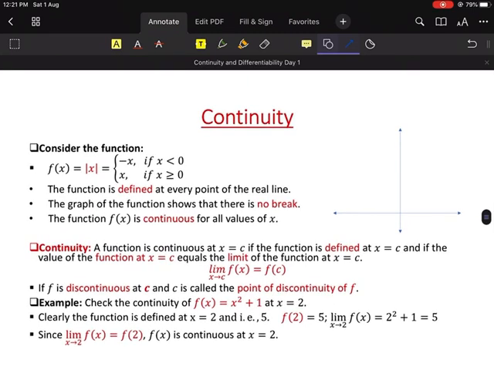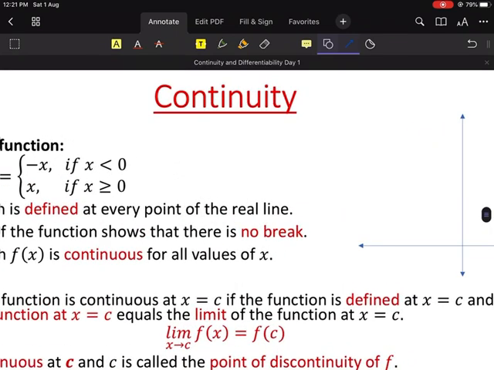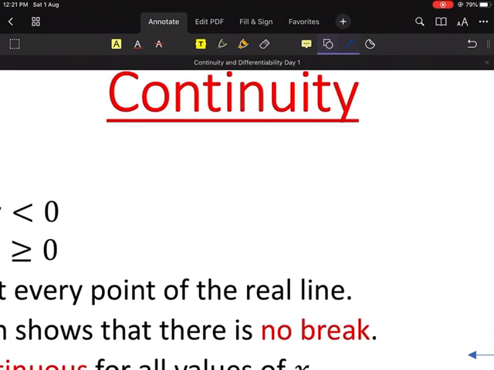So you have understood. Now, look at here. Continuity. Now we'll discuss the most important thing. Now we consider the function we just discussed, fx is equal to mod x. Fx is equal to minus x when x is less than 0, and fx is equal to plus x when x is greater than or equal to 0. So let's try to draw this diagram. First, let's look at the x less than 0 portion.